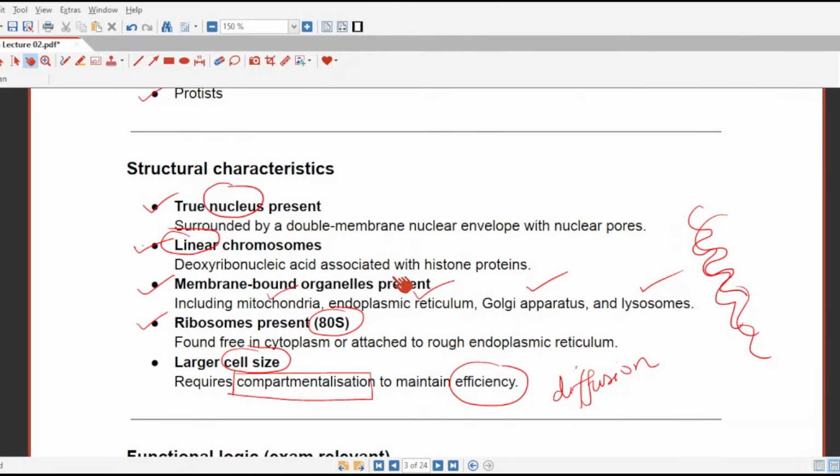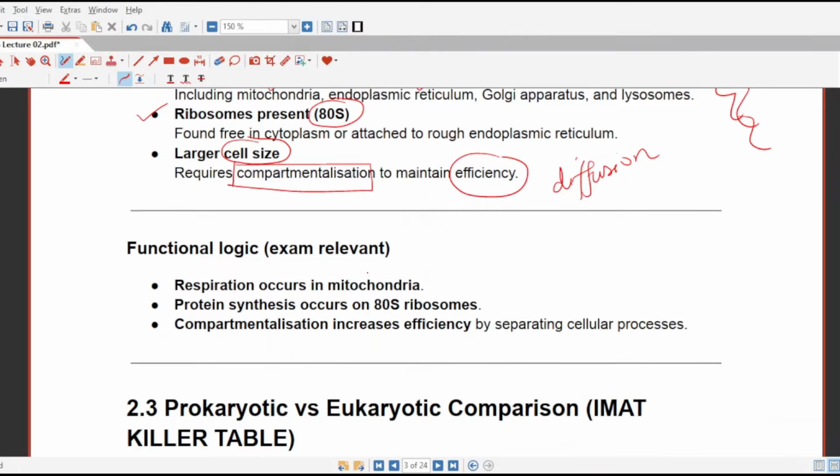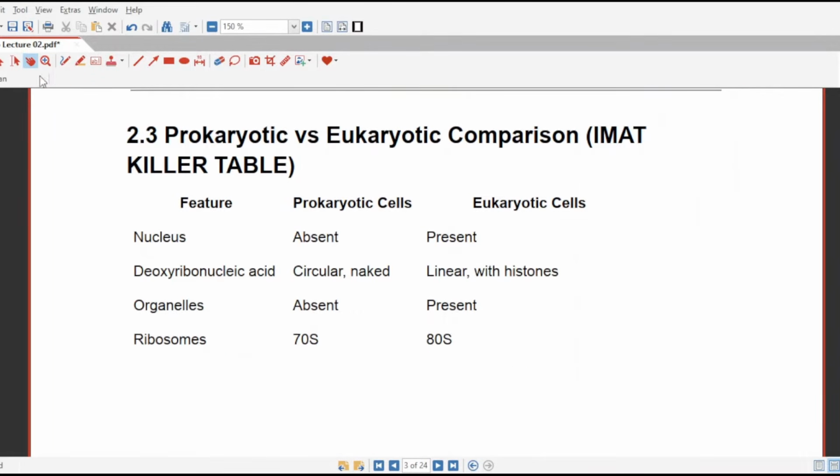And if we talk about cell division, prokaryotes have amitosis or binary fission. On the other hand, this eukaryotic cell will have mitosis and meiosis, right? And as it has mitochondria, respiration will be here, and ribosome will have protein synthesis function, and it will have compartments because compartmentalization will increase the efficiency by separating cellular processes. And so the prokaryotic and eukaryotic comparison will be very easy for us to understand right now.